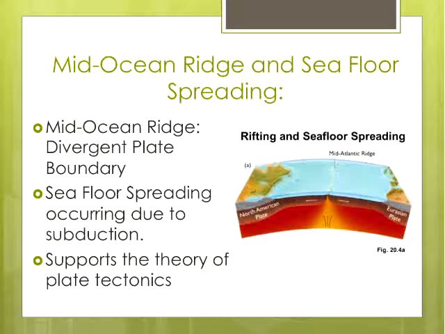Finally, we get to the actual case study itself, the mid-ocean ridge and seafloor spreading. The mid-ocean ridge is a divergent plate boundary. Seafloor spreading is occurring due to subduction, and this supports the theory of plate tectonics. So what we have here is the Eurasian plate and the North American plate being pulled apart due to this volcanic activity in the middle of the Atlantic Ocean, pushing the plates apart. And this could be the possible solution to how Pangaea broke up, although we are unsure.